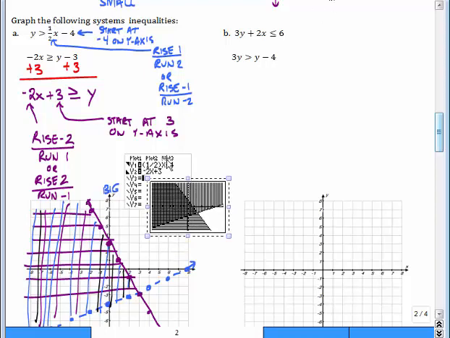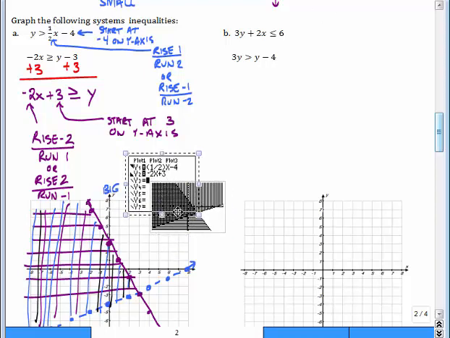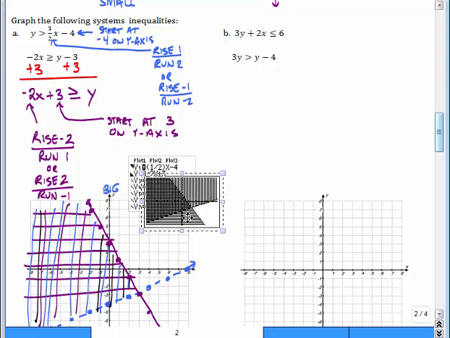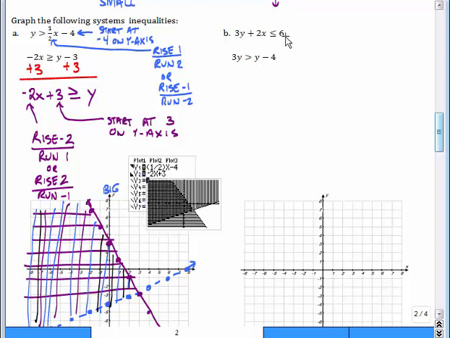Again, it's always a good idea to consider pausing the video and trying to do the next one on your own. And then when you're ready, you can unpause the video, but I'll go ahead and start on it now.